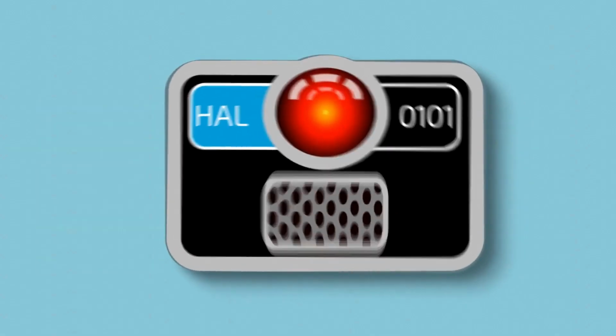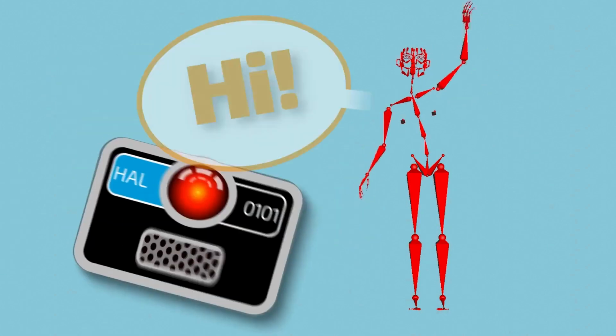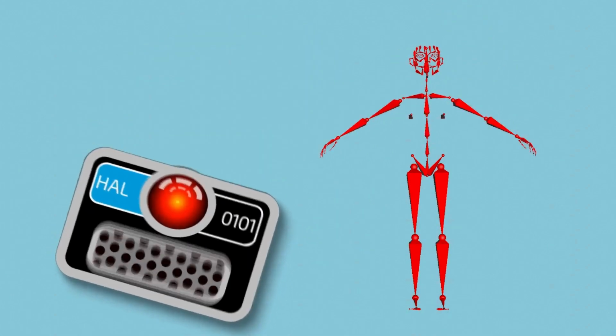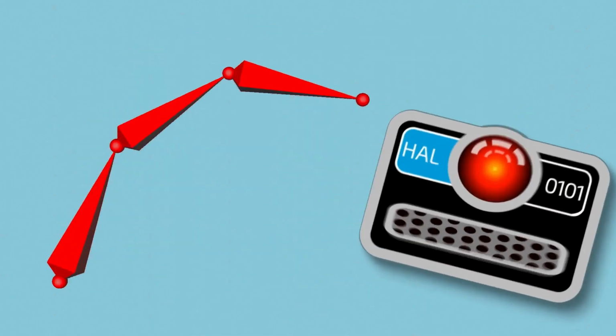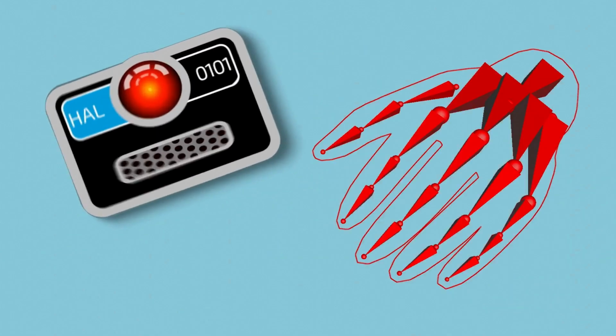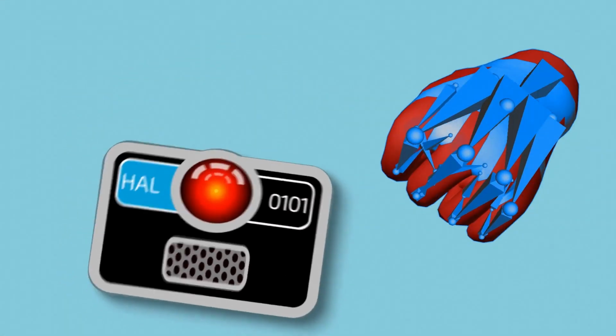Rigging is the process of creating a digital skeleton to drive the movements of the model. The skeleton is made up of a series of bones that are bonded with a portion of the model. When you animate them, the connected vertices move following their movement.